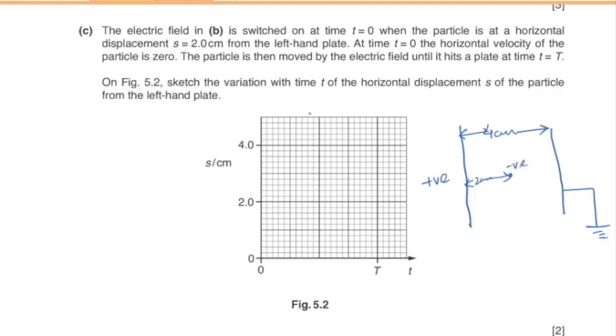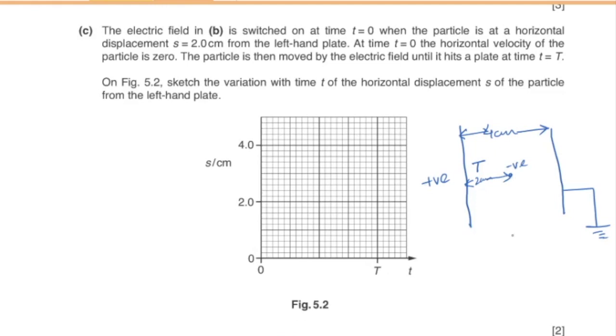The particle is then moved. The horizontal velocity of the particle at time t equals 0 is 0. The particle is then moved by the electric field until it hits a plate at time t equals capital T. So it takes time T to travel from the midpoint to the positively charged plate. Sketch the variation with time t of the horizontal displacement of the particle from the left-hand plate.